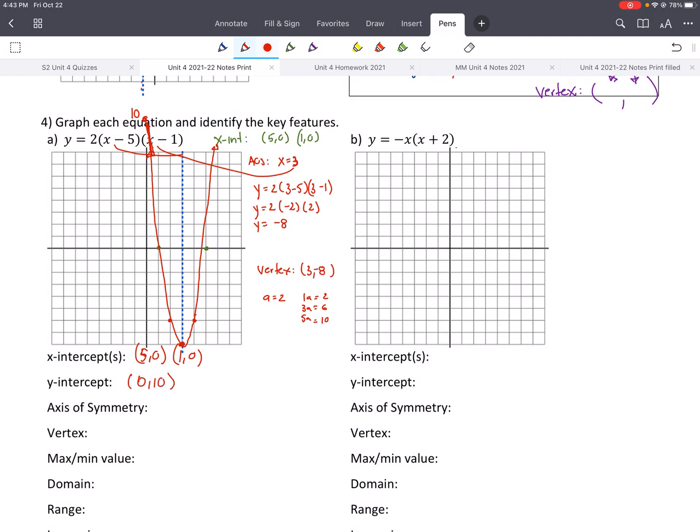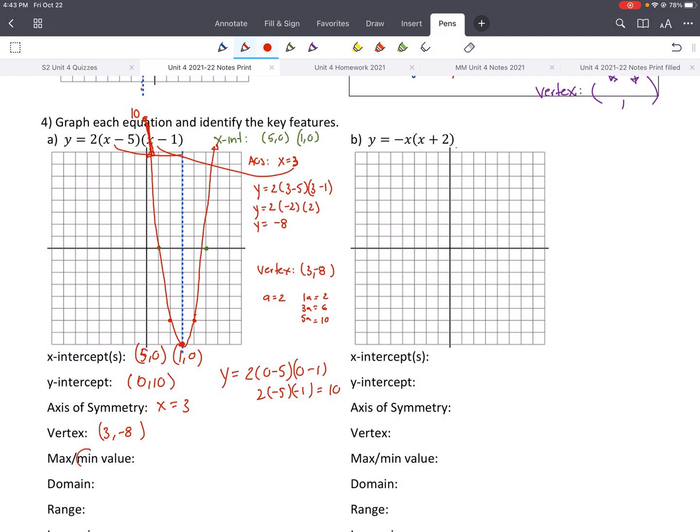Again, if you're not sure and you wanted to use your equation, we could set x equal to 0. So 2 times (0 minus 5) times (0 minus 1) would get 2 times -5 times -1, which gives us 10. Okay, so we could always do that. Axis of symmetry, which we already found, was x equals 3. Nice thing about intercept form is you calculate all of the key features, or most of them, when we're trying to graph. Vertex, we found that already, (3, -8).